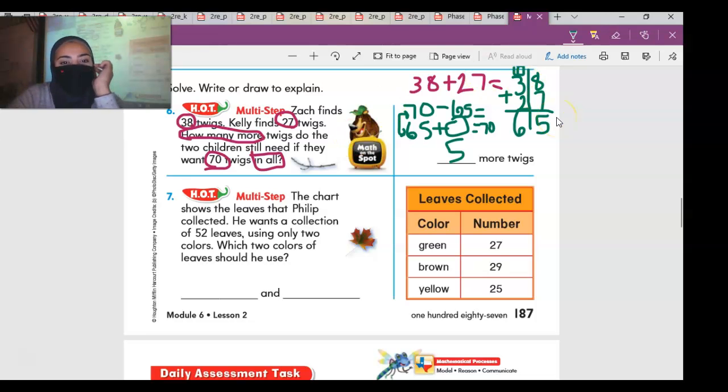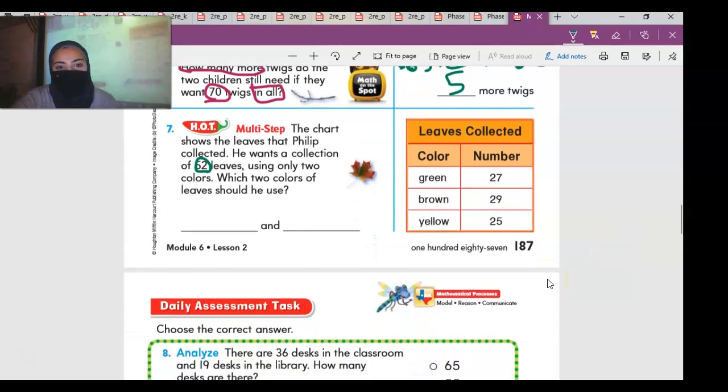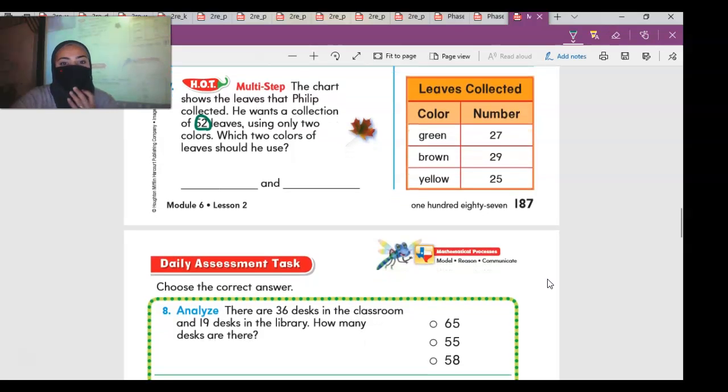The chart shows the leaves that Philip collected. He wants a collection of 52 leaves. Using only 2 colors, which 2 colors of leaves should he use? So we know that he collected 27 green, 29 brown, and 25 yellow. I'm going to move this up so you guys can see it. He wants a collection of 52 using only 2 colors.